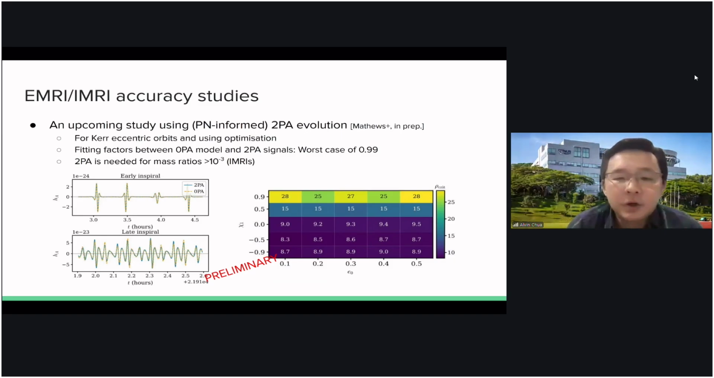Right. Sorry. I didn't have time to explain in detail, but essentially this is for parameter inference. I think this case is the EMRI case, right?